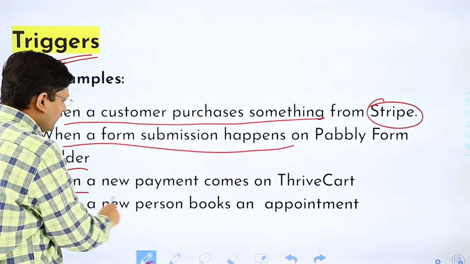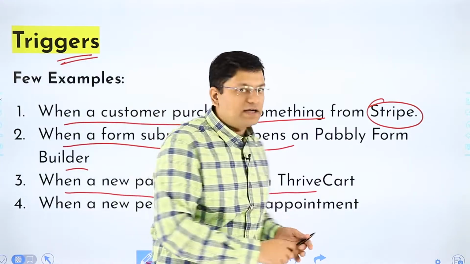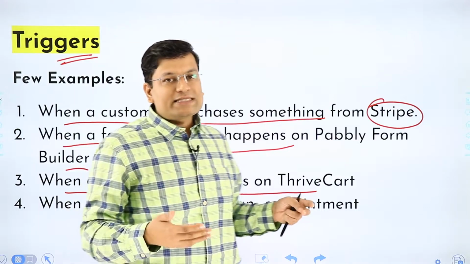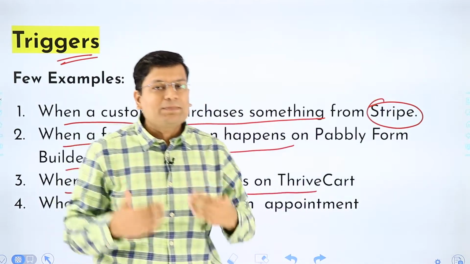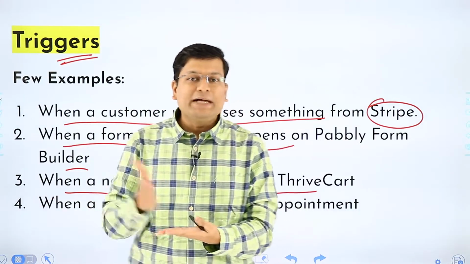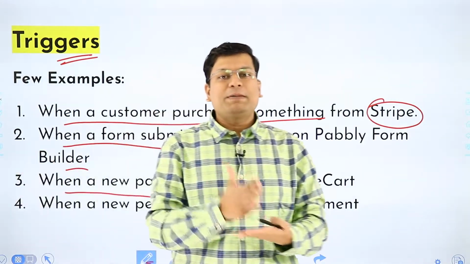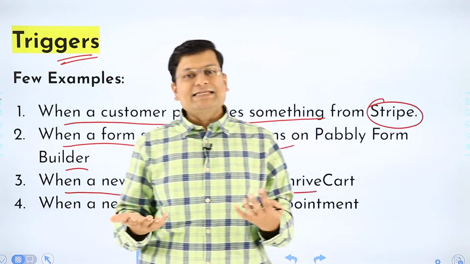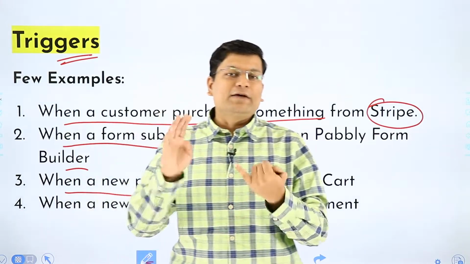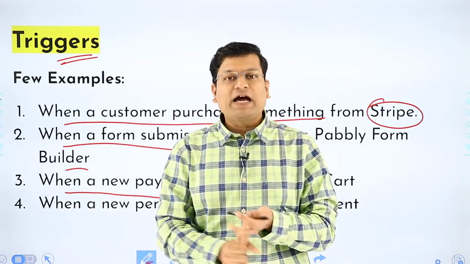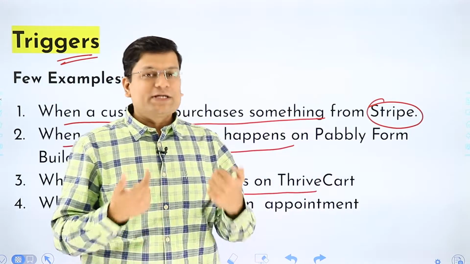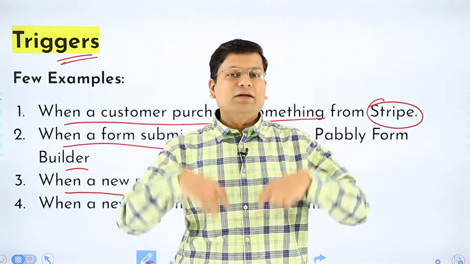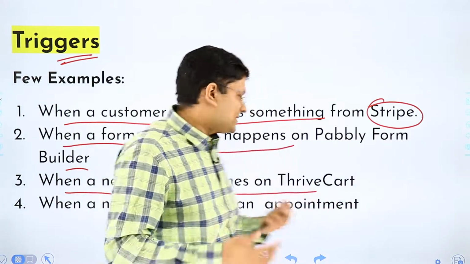The next is when a new payment comes in on Thrivecart. Again, if you are not selling something through Stripe or PayPal, you can still use a cart platform which happens to be a middleman even before Stripe and PayPal. So, if you are selling something through a cart platform like WooCommerce, Shopify or Thrivecart, you can again get an event of purchase, and based on that event you can do lots and lots of things.